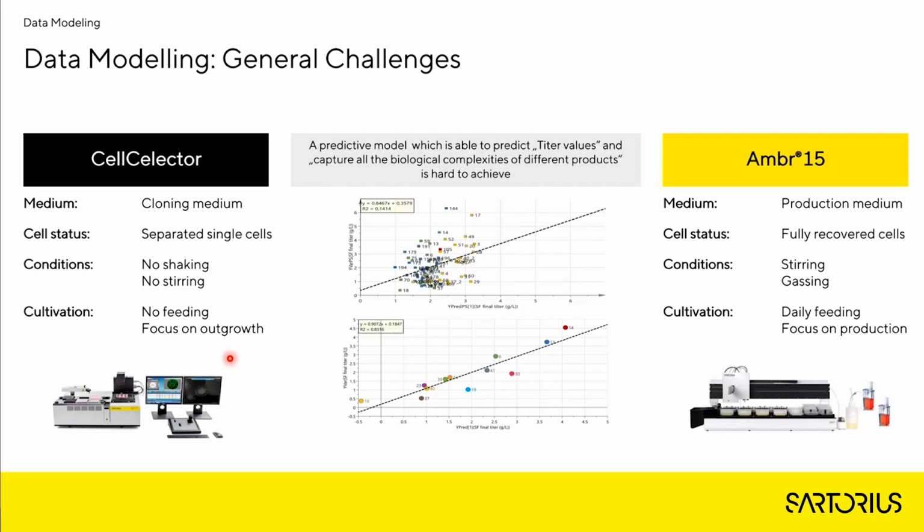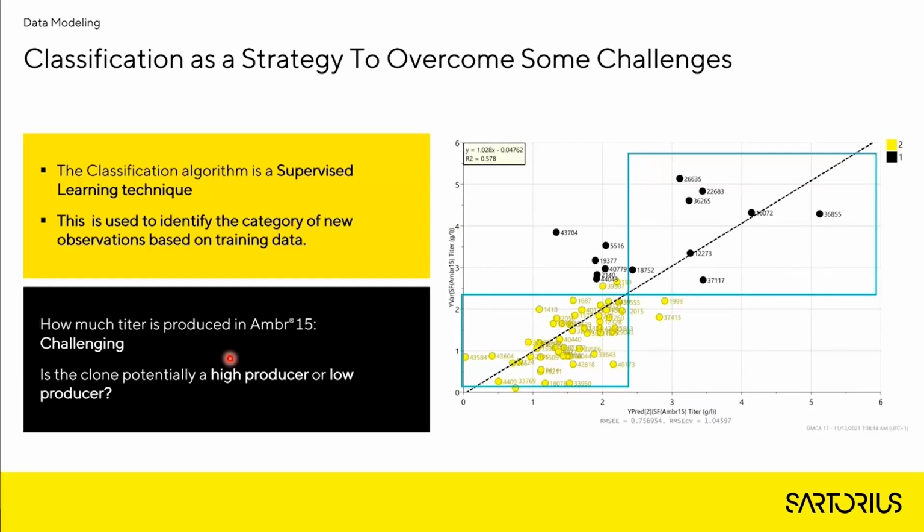That's why if you initially start with the data modeling part using one specific product, as shown in the bottom picture, you see a very good model with high R square and predictive power. But if you combine all the different clones from different products together, your model would struggle a lot. That's one of the big challenges here.